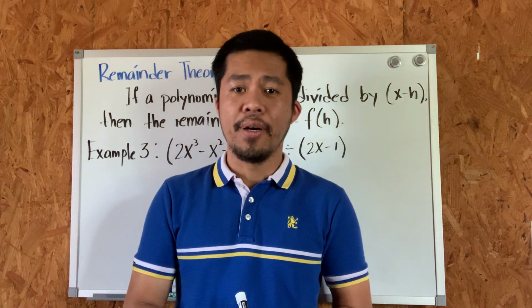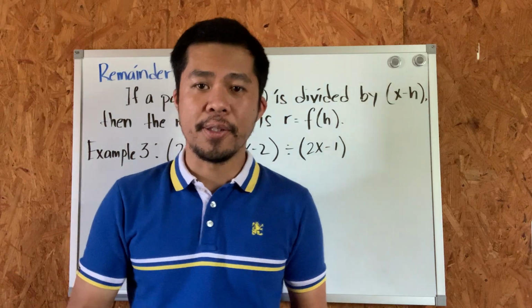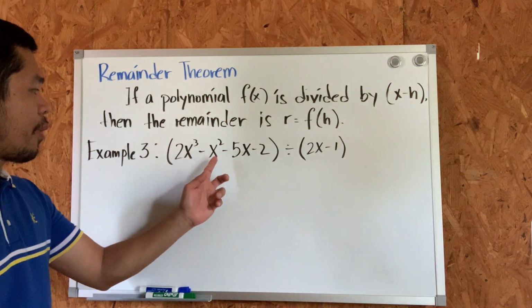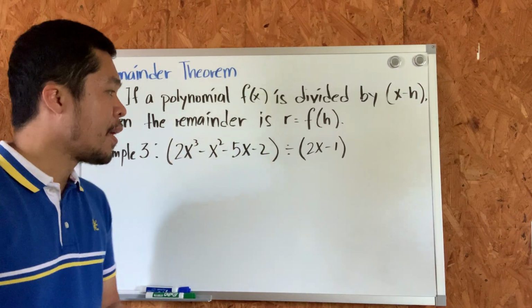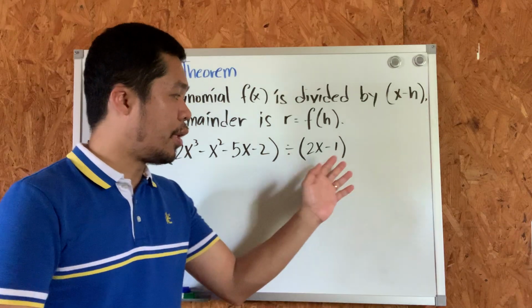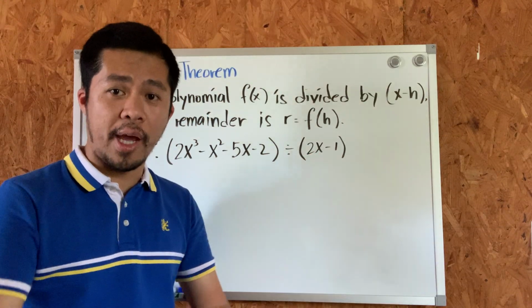Okay, let me give you another example. Example number 3. We have here 2x cubed minus x squared minus 5x minus 2 divided by 2x minus 1. So again, first step, we will equate this to 0 and solve for x.